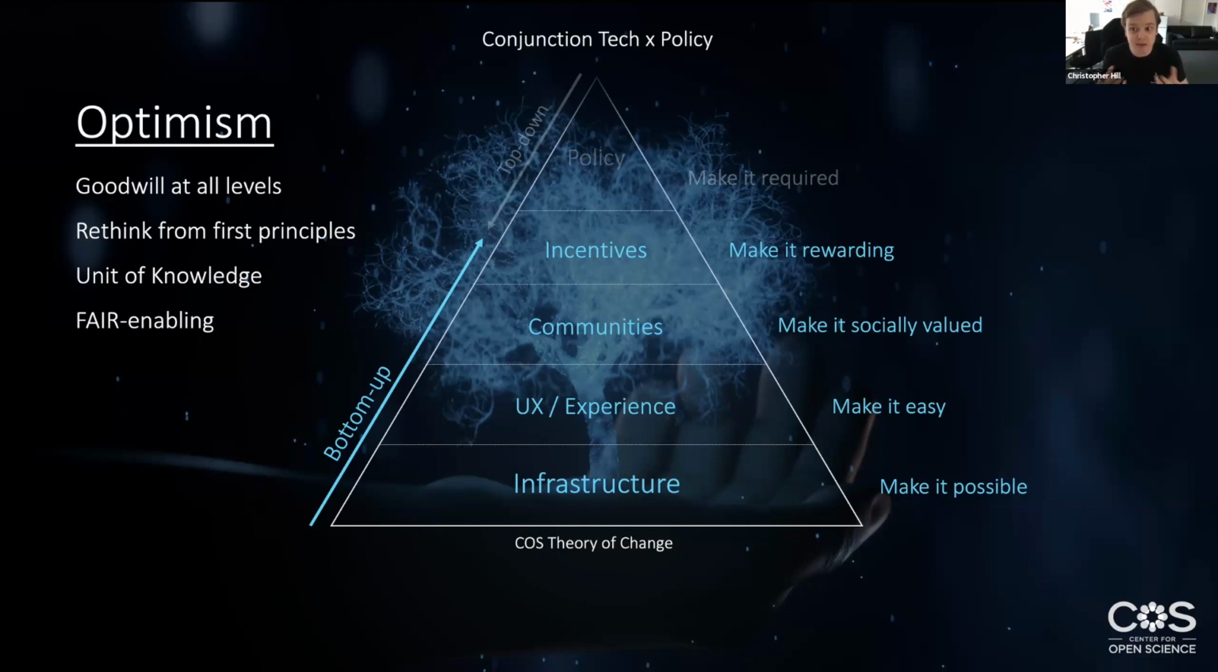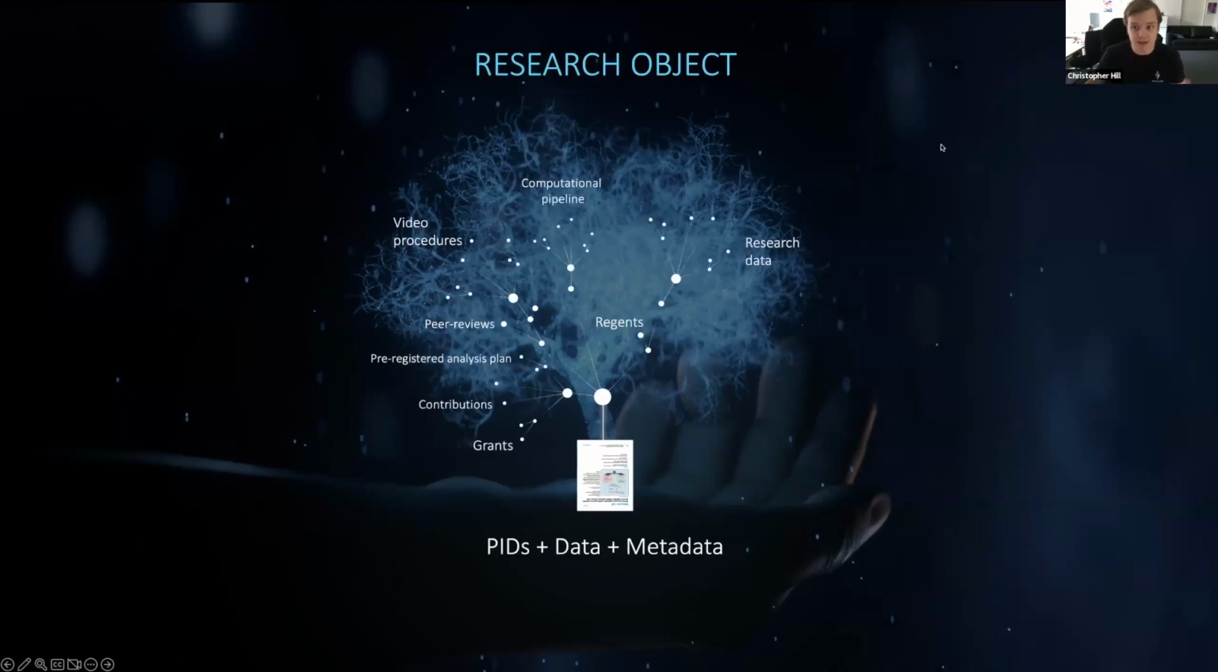So what does this new unit of knowledge look like? What could it be? Well, there's this idea of research object. So when we publish work as scientists, it's not just a manuscript. There's much more that goes into it, right? There's research data. There might be reagents in your bioexperiment. You might have computational pipelines.